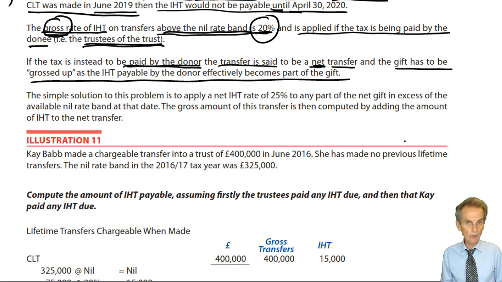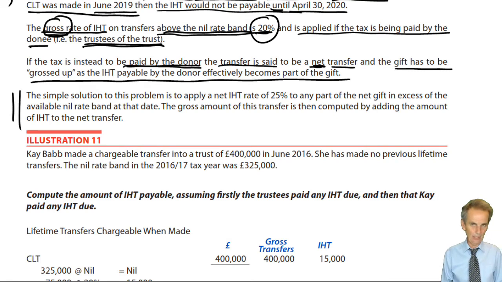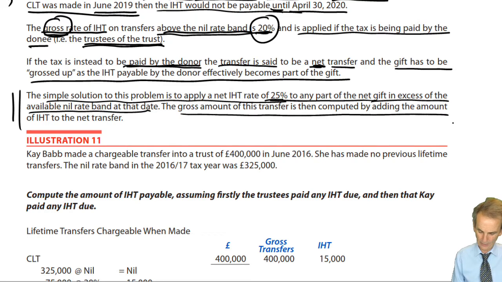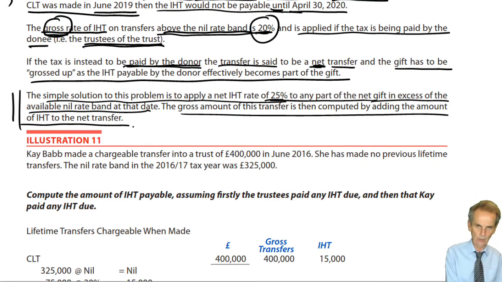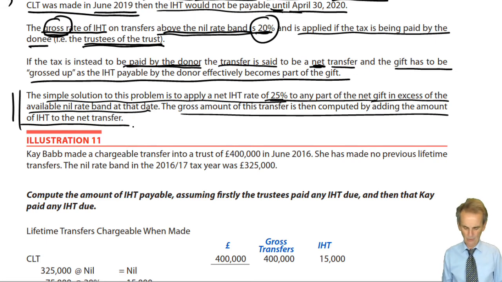As regards how we deal with those net transfers, we won't yet understand this. We'll explain it more as we go through. But the simple solution to this problem is to apply a net IHT rate of 25% to any part of the net gift in excess of the available nil rate band at that date. The gross amount of this transfer is then computed by adding the amount of IHT. If you take the net transfer, add on the IHT, that gives you the gross transfer. How we do that, we'll look at in a moment.